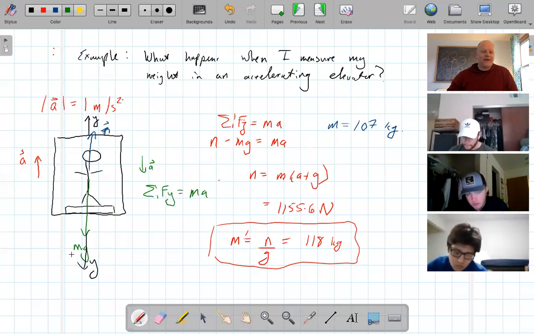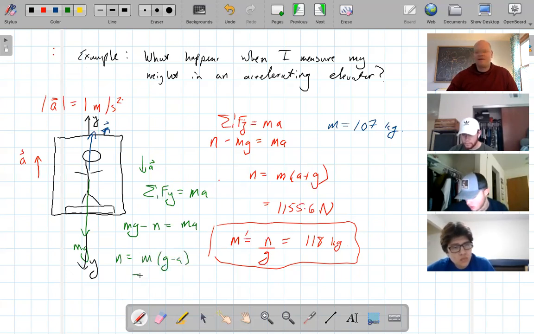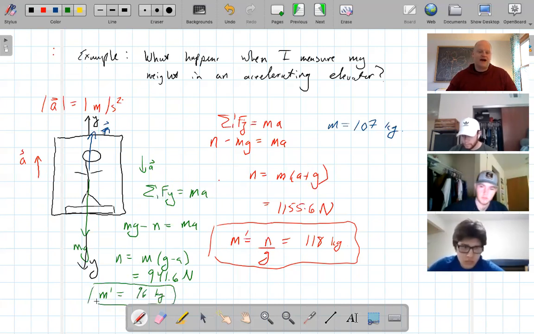Here, the weight is positive and the normal force is negative, because the weight's in the same direction as my positive y, and my normal force here is negative because it's in the opposite direction. So I get mg minus my normal force is equal to ma. And then from here, my normal force would be equal to m times g minus a. Plug in my numbers. In this case, I'd find my normal force would be 941.6 newtons, which corresponds to an apparent mass of now 96 kilograms. So in this case, I actually lost 11 kilograms.